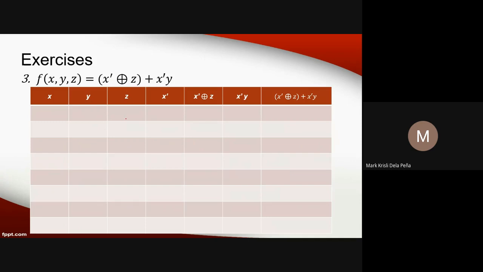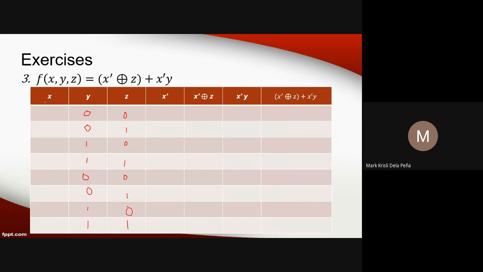Now let's start with z. Remember that the rightmost part changes its value in every step. So if we start with 0, then this will be 1. This is 0, 1, 0, 1, 0, 1. Then the second one changes every 2 steps, so start with 0. This is 0, 0, then 1, 1, 0, 0, and 1, 1.